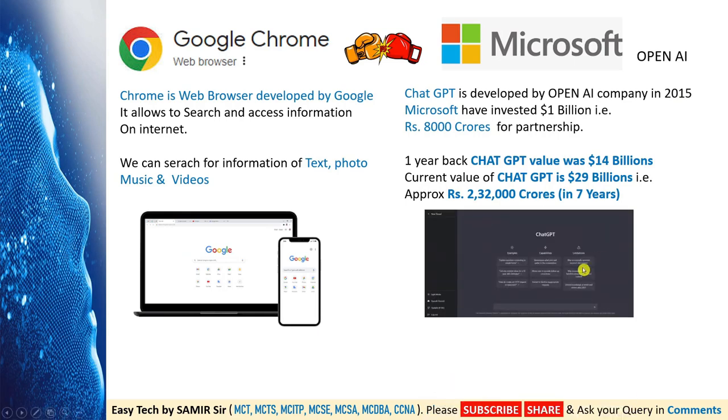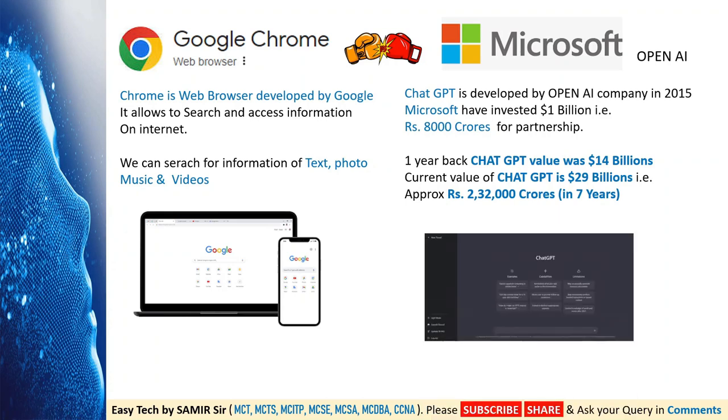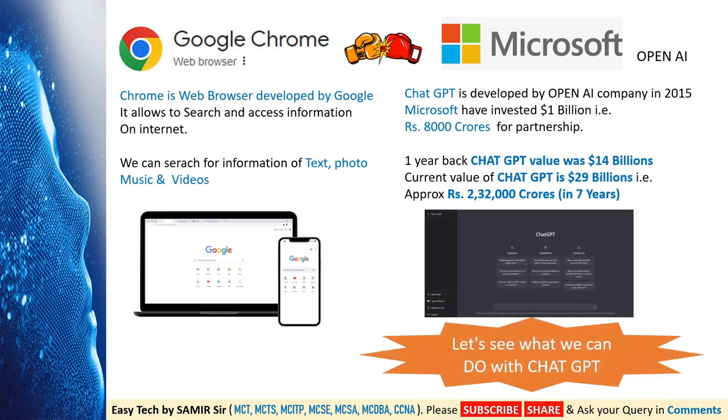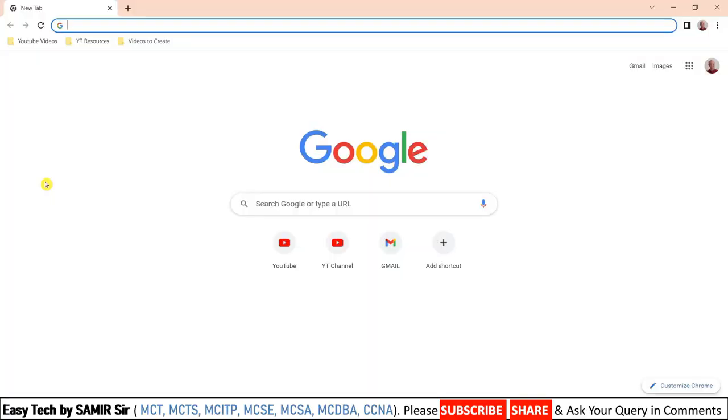Now, it gives you an interface like this. This is the dark mode ChatGPT. You have to type your questions in this bar over here, and it gives you the answer. Okay, so let's see what are the things we can do with ChatGPT. Let's see how we work with ChatGPT.